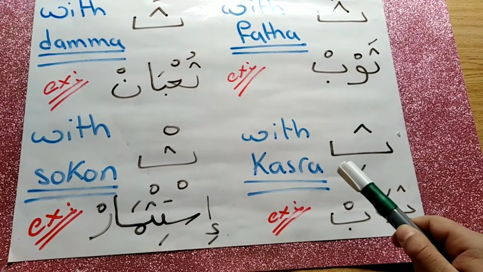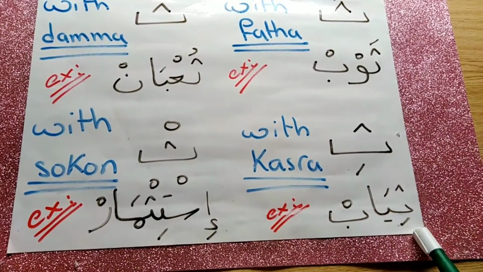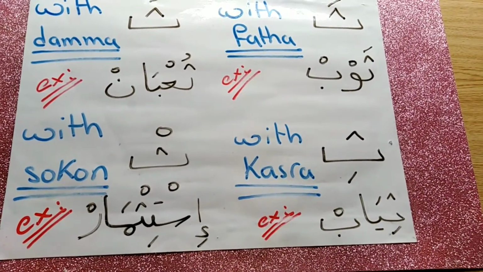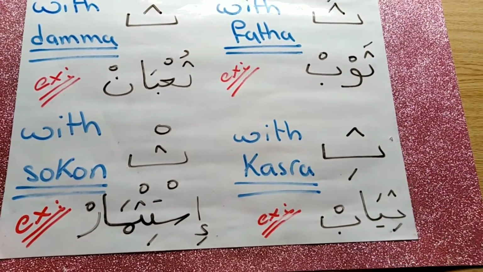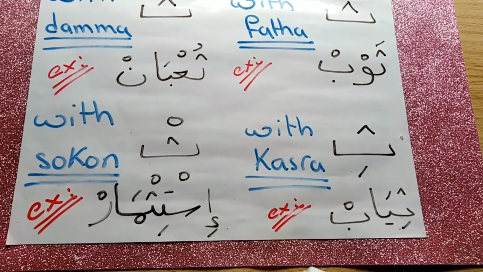Tha with kasra is thi. The kasra is below the tha. Example, thiyab. Thiyab means clothing. The tha here is in the beginning, pronounced as thi, thiyab.